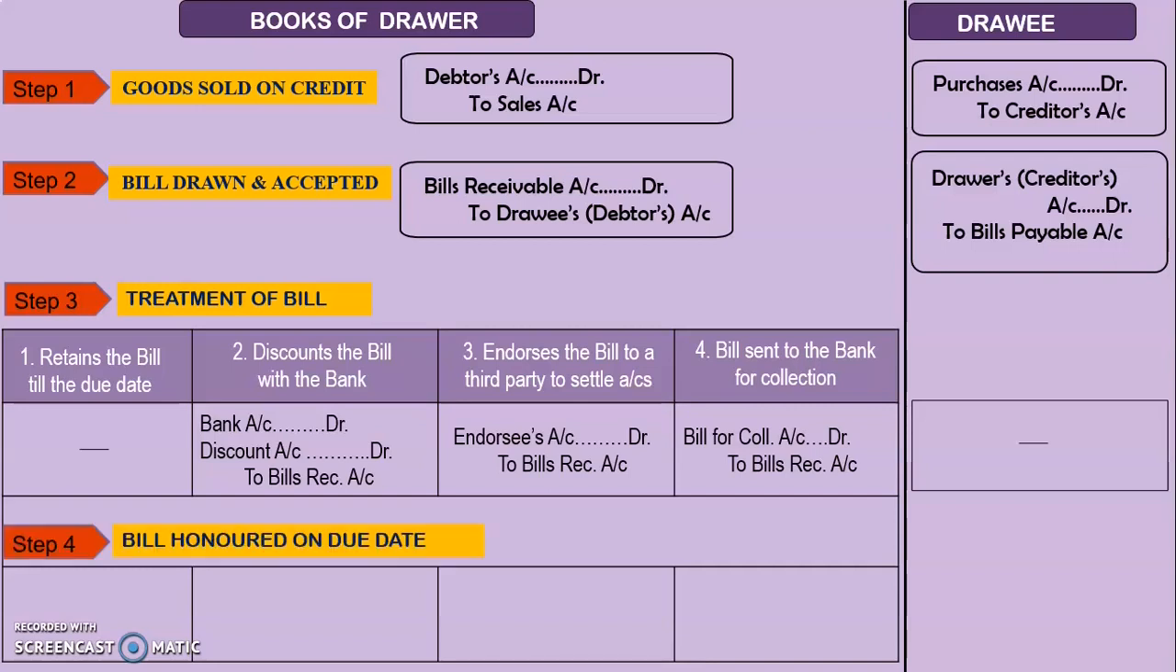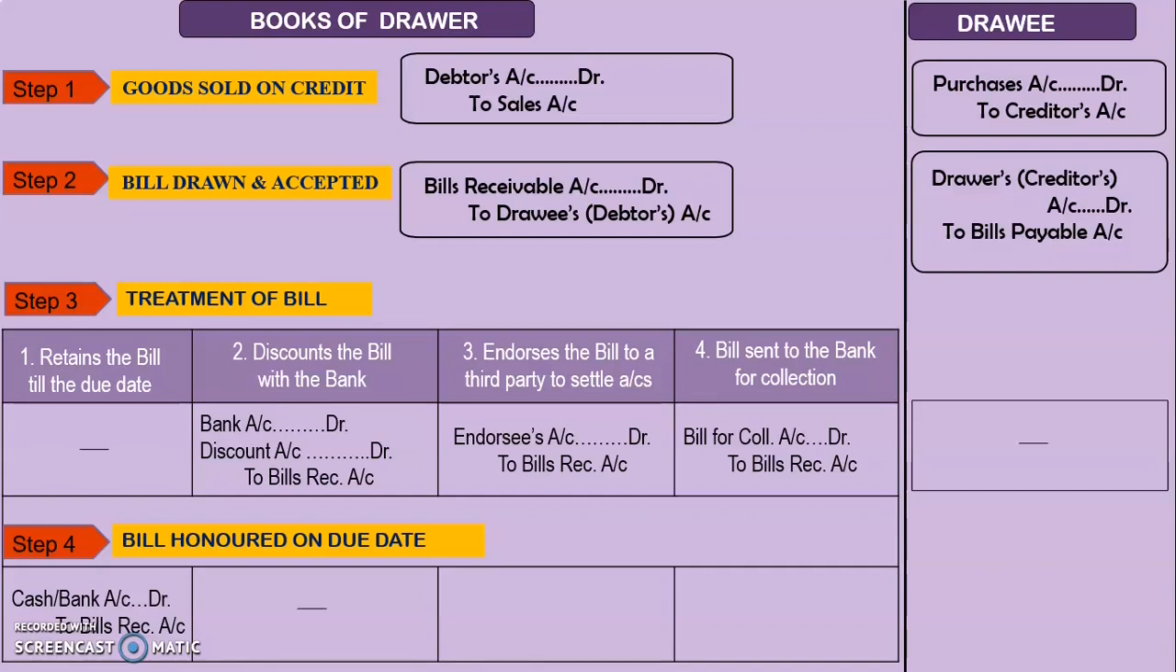Then the fourth step, bill is honored on the due date. Now, when the bill is honored, if the bill is retained and it is honored, then the entry will be cash or bank account debit to bills receivable account. Here, the drawer receives cash on the due date when the retained bill is honored.